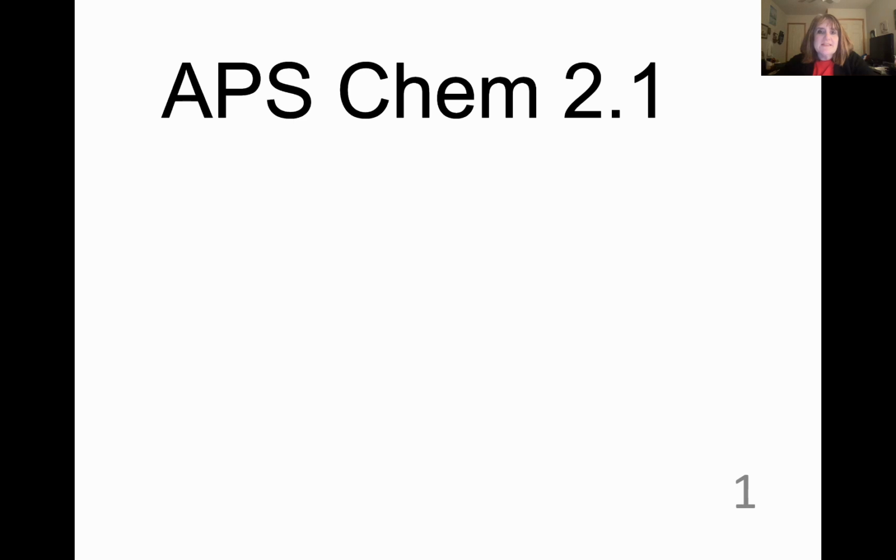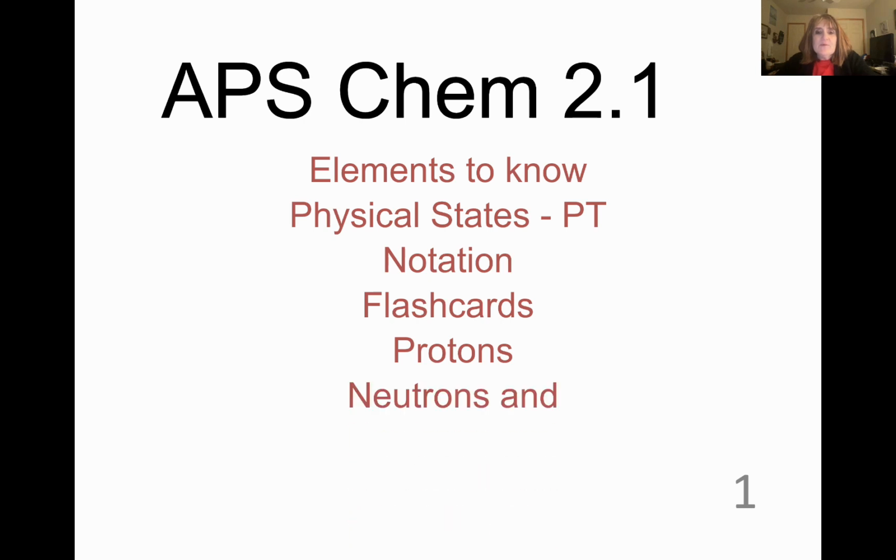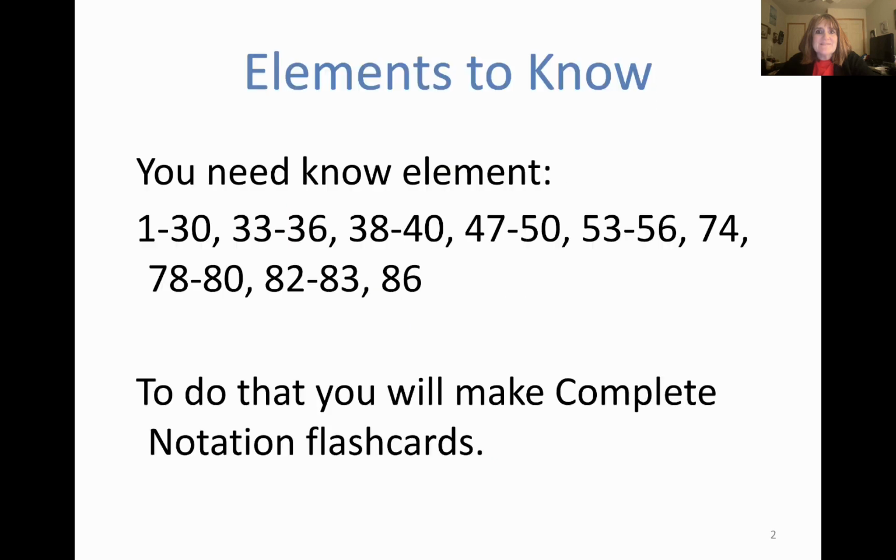Physical Science. This is Chemistry 2.1. Here are all the things we're doing today. These are the elements that you need to know, your physical states marked on your new periodic table, the different types of notation, the flashcards that you're making, and the assignment that you need to complete with them. You're going to find the number of protons, neutrons, electrons, and finally, do some practice.